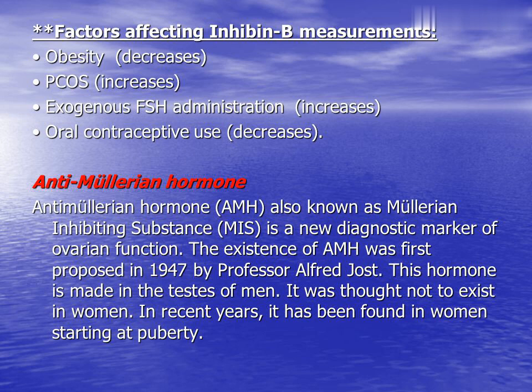Anti-Mullerian hormone. Anti-Mullerian hormone, AMH, also known as Mullerian inhibiting substance, MIS, is a new diagnostic marker of ovarian function. The existence of AMH was first proposed in 1947 by Professor Alfred Jost. This hormone is made in the testes of men. It was thought not to exist in women. In recent years, it has been found in women starting at puberty.